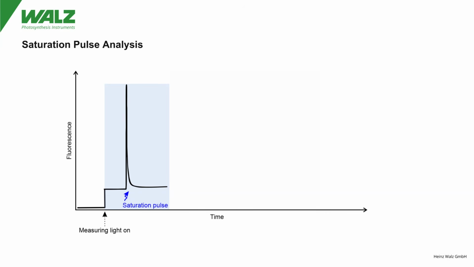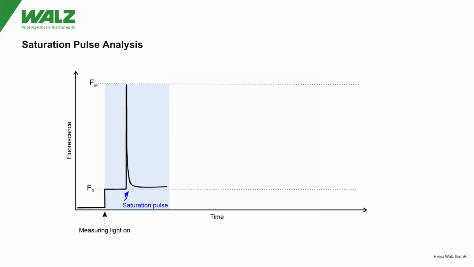Next, we apply a short, intense saturation pulse. The pulse is strong enough to transiently close all Photosystem II reaction centers by fully reducing the primary acceptor, QA, and filling the complete electron transport chain with electrons. As a result, charge separation becomes very slow and fluorescence rises to its maximum level. Because electron transport is temporarily blocked, excitation energy can no longer be used photochemically and is instead released as fluorescence. As soon as the pulse ends, fluorescence rapidly drops back toward the baseline as electron transport resumes and the reaction centers reopen.